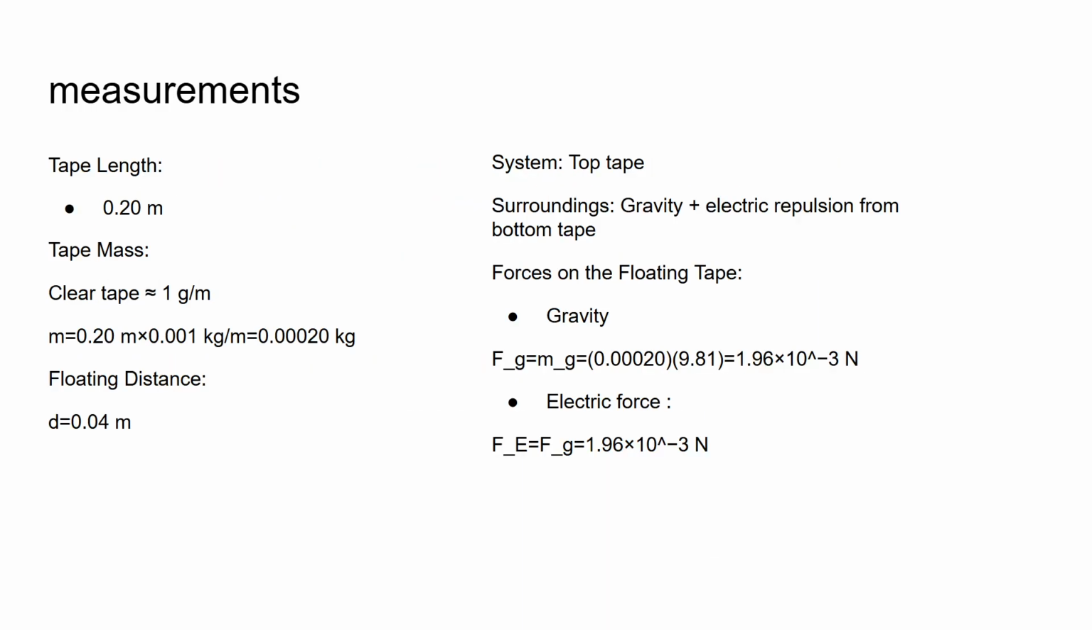And these are the measurements of the tape, which was 2.2 meters. Tape mass was about a gram. Well, no, about 0.0002 kilograms. And the floating distance was 0.04 meters. The system was a top tape, surrounded by gravity and electric repulsion from the bottom tape. The forces on the tape were gravity and electric force. And the equations for these are right here.